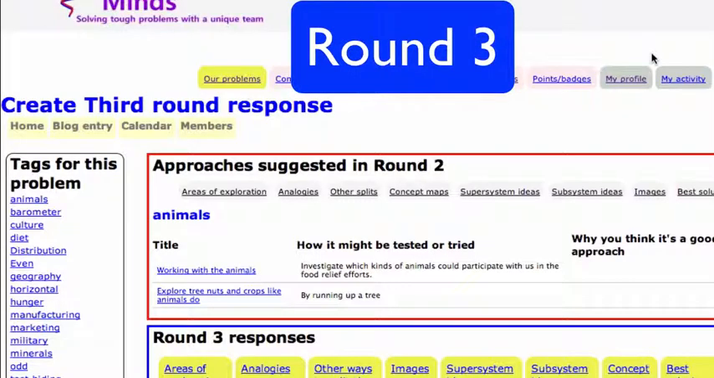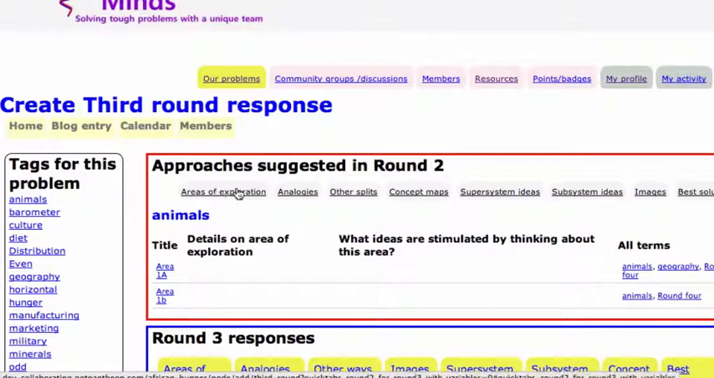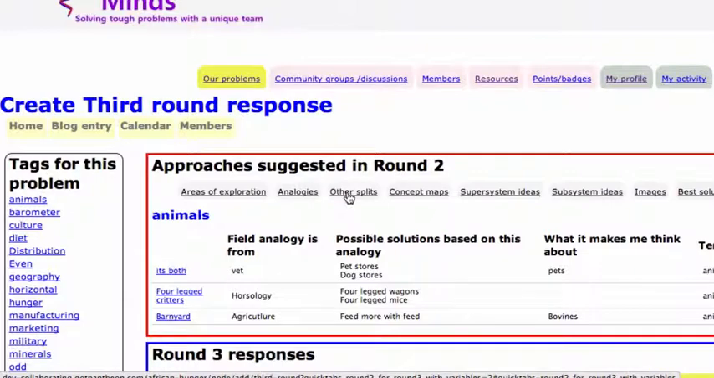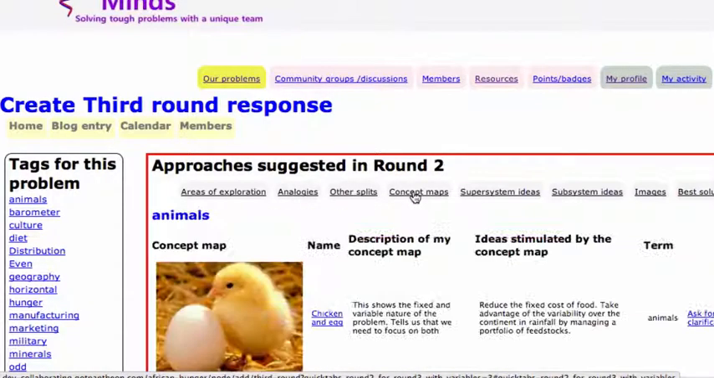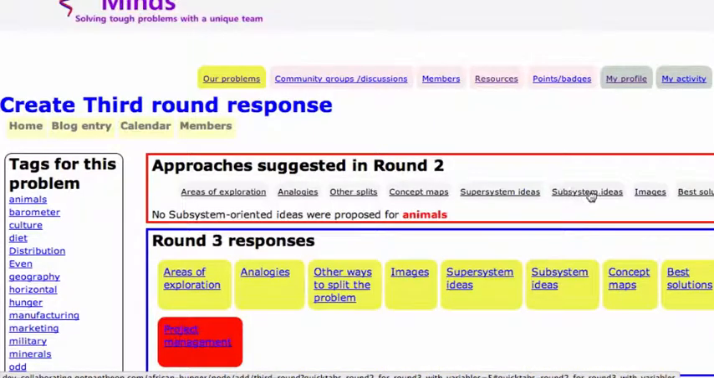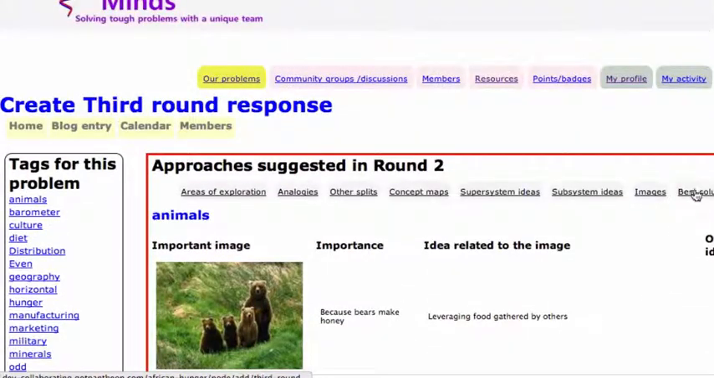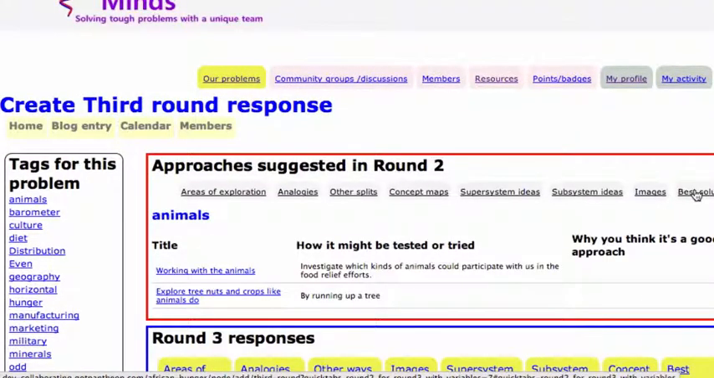In the third round, members will get to see the ideas submitted by their colleagues, organized by theme. You'll be asked to look at a few themes and to see the ideas and thoughts that were submitted linked to that theme. For example, linked to animals, there were a few areas of exploration, some analogies, no other splits, some concept maps, a supersystem idea, no subsystem ideas, a few images, and 2 ideas that people thought were the best solutions they had come up with.